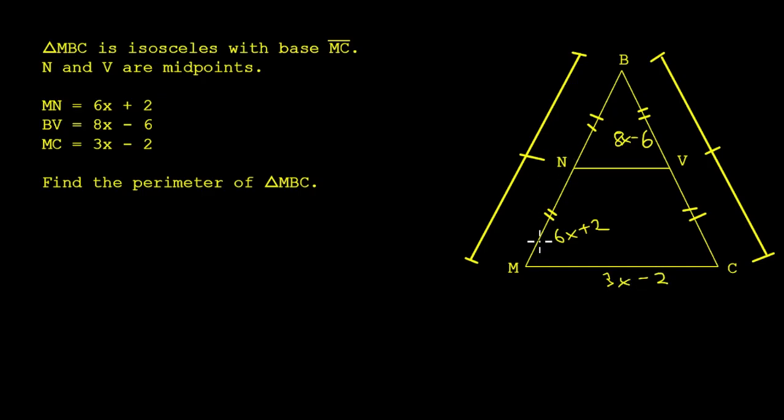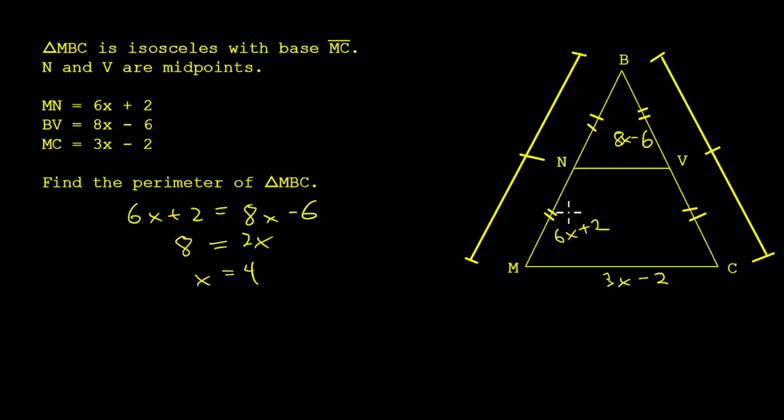Now, since like divisions of congruent segments are congruent, MN is congruent to BV. Therefore, 6x plus 2 equals 8x minus 6. Moving this over, we have 2x. Moving that over, we have 8. So x equals 4. Let's plug this back in red and make sure.